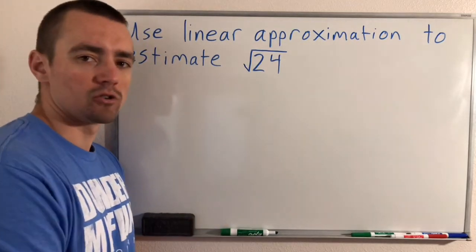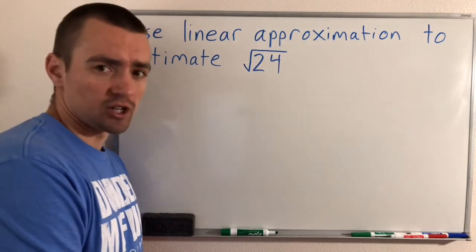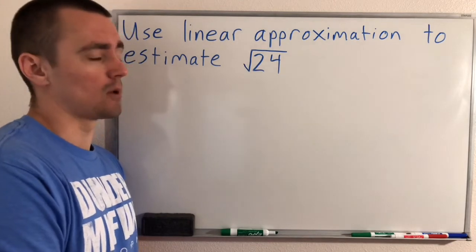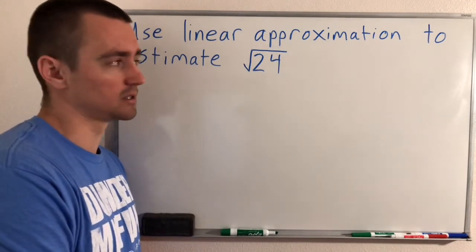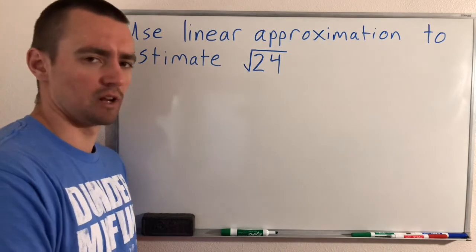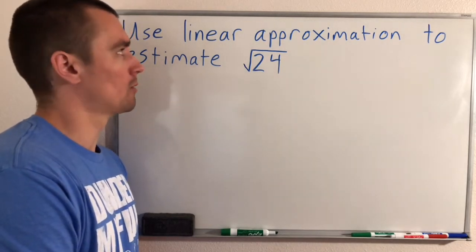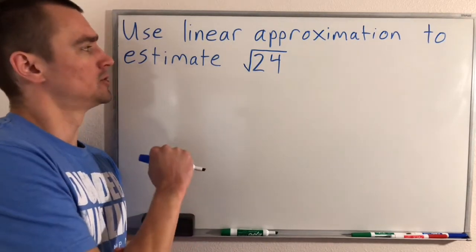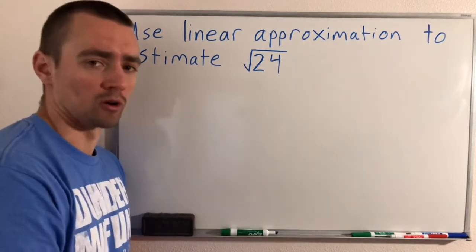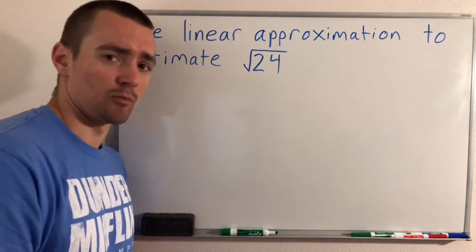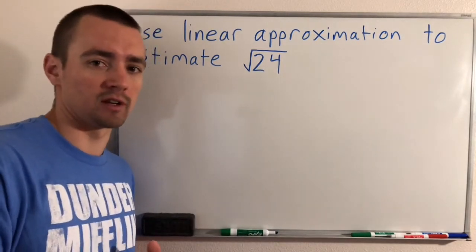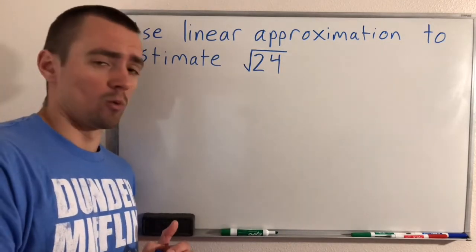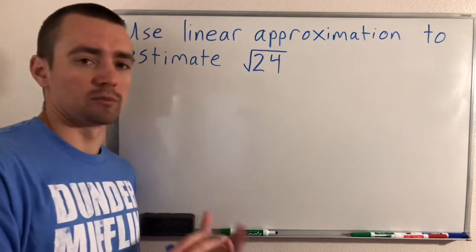Here's the problem I'm going to be showing you how to do today. If you haven't already checked out my other linear approximation or linearization videos, I'll put a link up here. You can go check out yesterday's to get a little bit of an introduction to this. But what we're going to be doing today is using linear approximation or linearization to estimate the square root of 24. So obviously 24 is not a perfect square, so the square root of 24 is going to give us some infinite decimal.